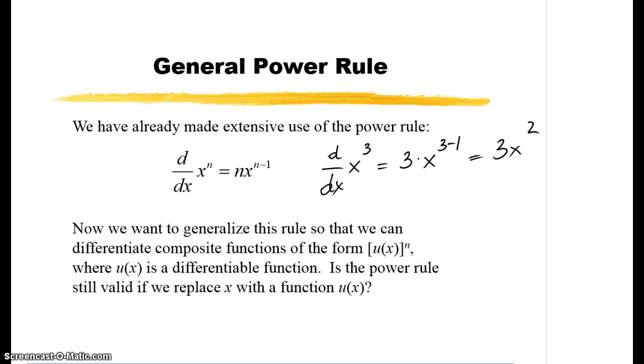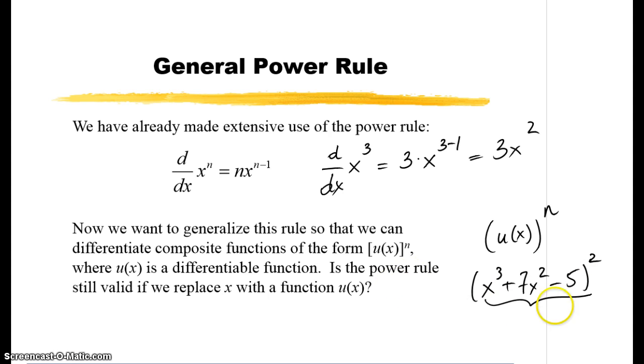We want to generalize this rule so that you can differentiate composite functions of the form u of x to the power of n, where u of x is a differentiable function. In other words, I want some function u in terms of x that's being put to a power. Think of something like x cubed plus 7x squared minus 5, to the second power. I want to differentiate that without having to FOIL out this polynomial, without having to multiply it by itself and then take the derivative. So, is the power rule still valid if we replace x with this function, which we'll call u of x? That's what we want to find out.